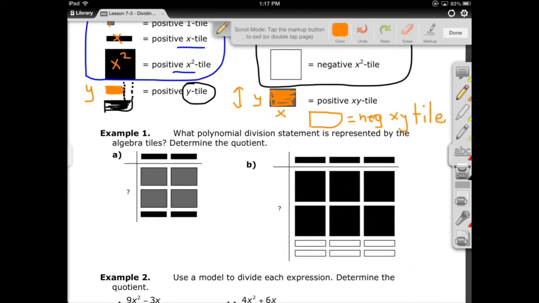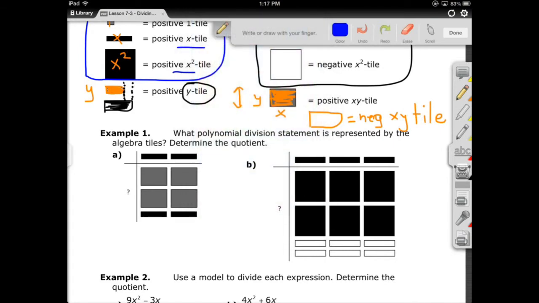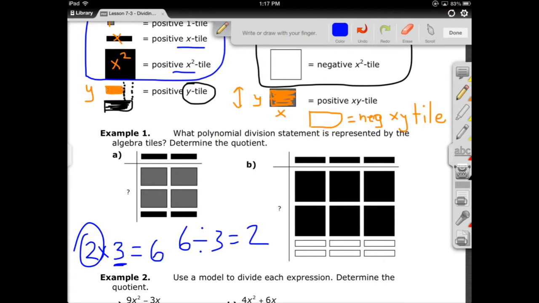Now, just like when you multiply, if you multiply 3 times 2, let's change our color, go back to blue, 2 times 3 equals 6, 6 is your product. So if you divide your product by one of your factors, you'll always get the other factor. 6 divided by 3 equals 2. So that's not much different than saying 6 divided by the other factor 2 equals 3. I just wanted to point that out.